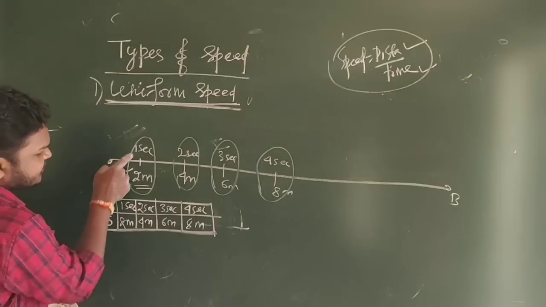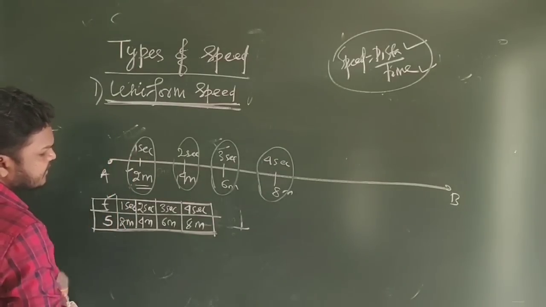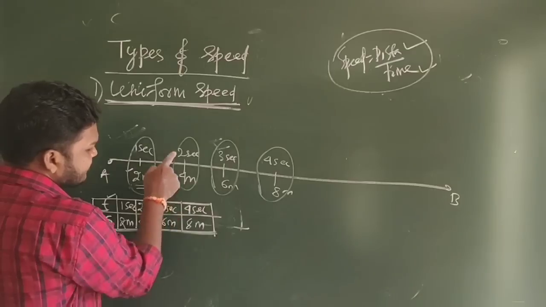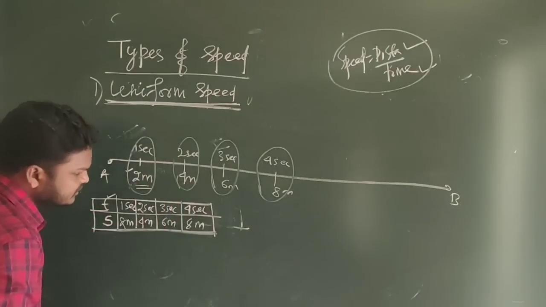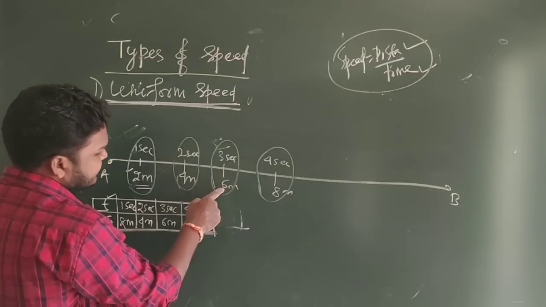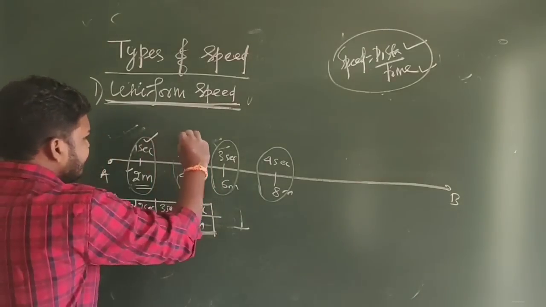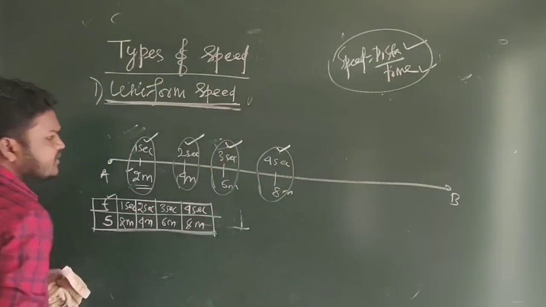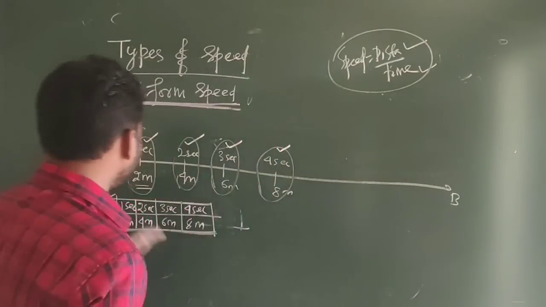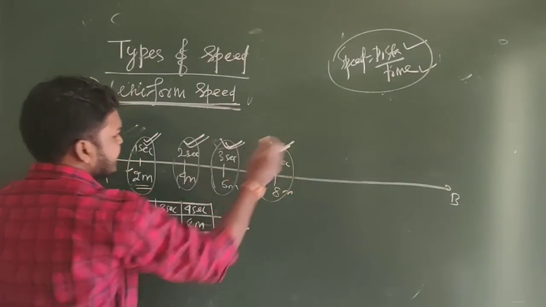In this case we find the speed of the body, distance upon time, that is 2 upon 1. In this case also, distance upon time, that is 4 upon 2. In this case also, that is 6 upon 3. So at every point the body acquires constant speed. When it moves a large distance, at every point the body acquires constant speed.